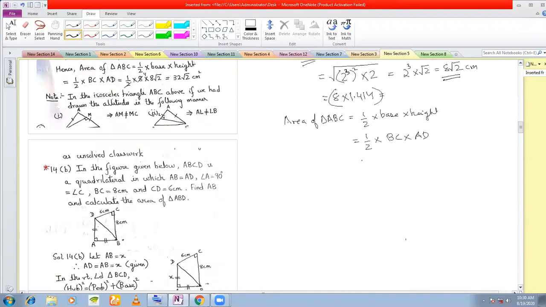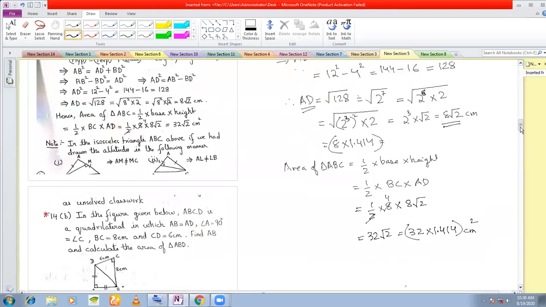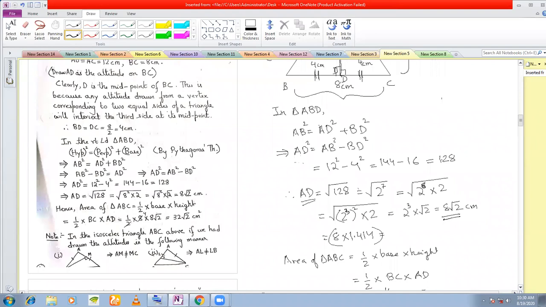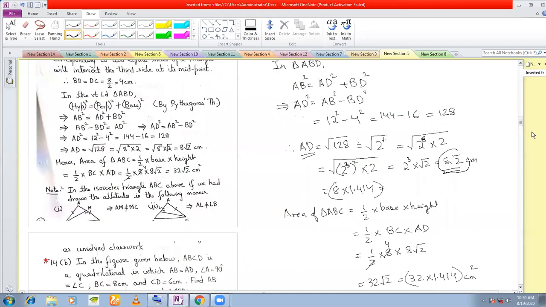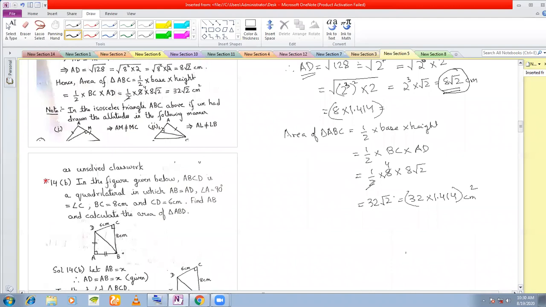So we'll put the values. Half into BC, which is 8, into 8 root 2. This gives you 32 root 2. Then you can put the value of root 2 as 1.414. But since the problem has not asked to find it correct to 2 or 3 decimal places, you can leave your answer in surd form: 8 root 2 for the length of AD, and you can leave your area also as 32 root 2 centimeter square.